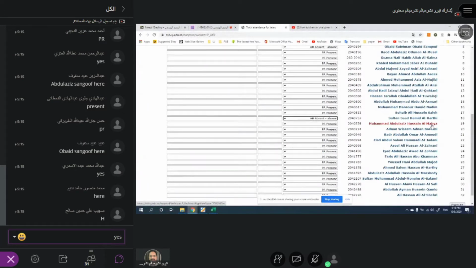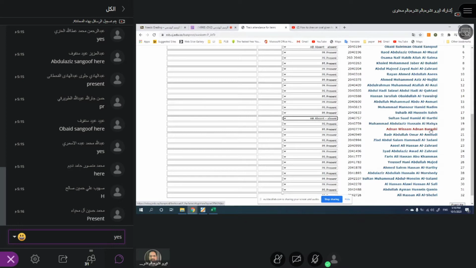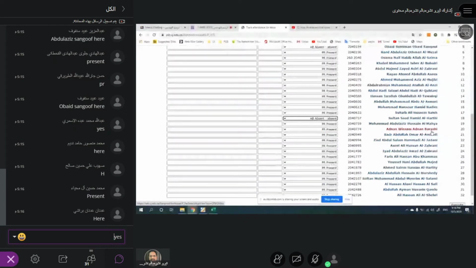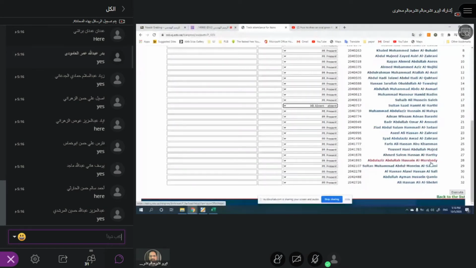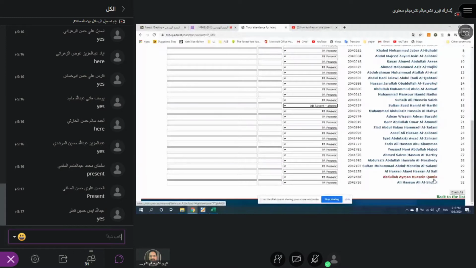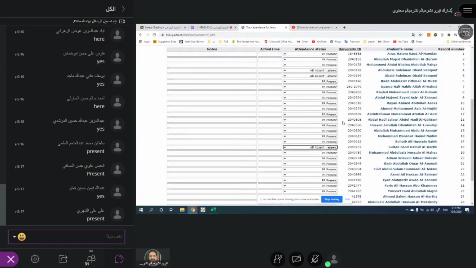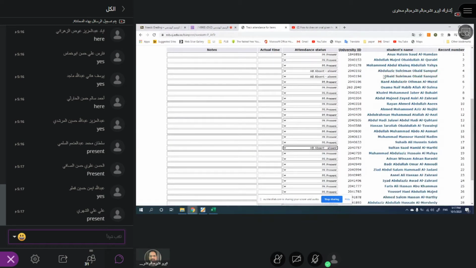Muhammad Abdulaziz Hussain Al Mahia, Adnan Wissam Adnan Barashi, Badr Abdullah Omar Al Amaudi, Ziad Abdul Salam Hamadi Al Jadani, Asil Ali Hassan Al Zarani, Iyad Abdulaziz Awad Al Zarani, Fariz Ali Hassan Abu Khammas, Yusuf Khani Abdullah Majid, Ahmad Salim Hassan Al Harthi, Abdulaziz Abdullah Hussain Al Morshadi, Sultan Muhammad Abdul Manim Al Salami, Al Hassan Allawi Hassan Al Safi, Abdullah Ayman Hussain Kwamlo, Ali Hassan Ali Sharri.